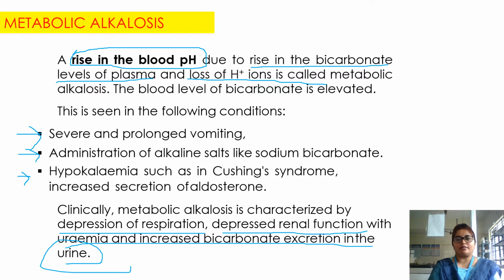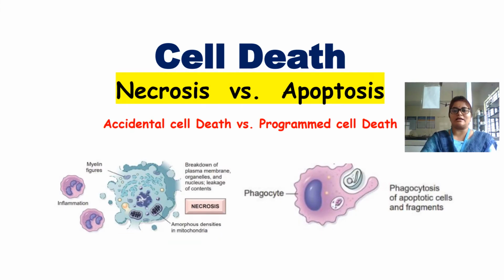So in this electrolyte imbalance, we discussed what the electrolytes are, what happens if there is an imbalance in the electrolytes, and what the major electrolytes present are, and these two are the important topics in electrolyte imbalance, that is metabolic alkalosis and metabolic acidosis. Okay, next, a very small topic that we have is cell death.